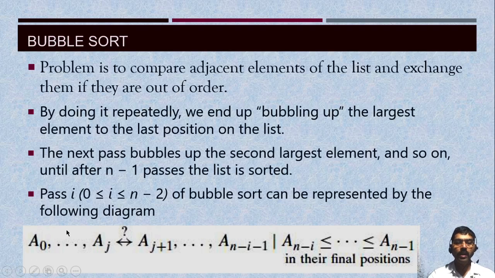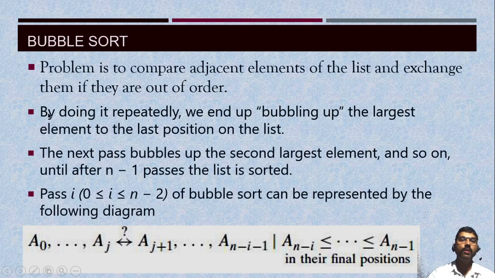Now one more example. Second, one more sorting technique we are doing using the brute force technique is called bubble sort. It's a very simple sorting technique in which we are just comparing the adjacent elements of the list, and if these elements are unordered, we just exchange them.